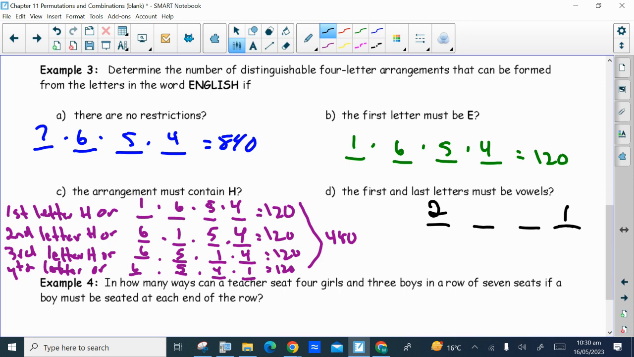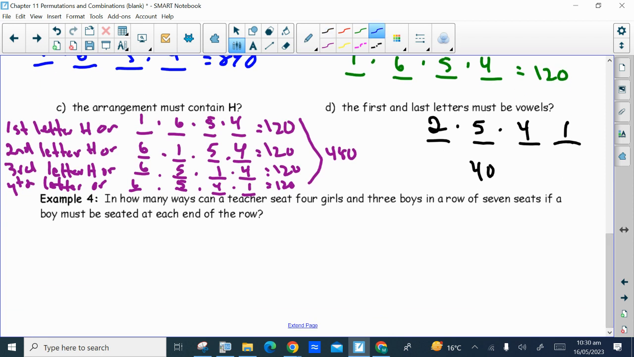Right? If we would have started with the last position, that would have been the 2, and the first position would have been the 1. So you're still going to multiply by 2 and 1. You started with 7 letters. You've now used 2 of them. That leaves us with 5 remaining when we choose the second position, and then 4 when we choose the third. So that gives us 40. 40 different possible 4-letter arrangements using the letters of the word English, where the first and last must be vowels. So you're seeing that as we're doing this, if there's restrictions, we always deal with those restrictions first.